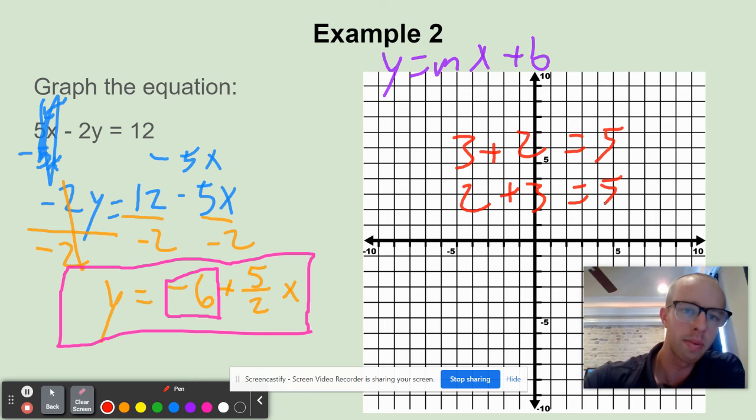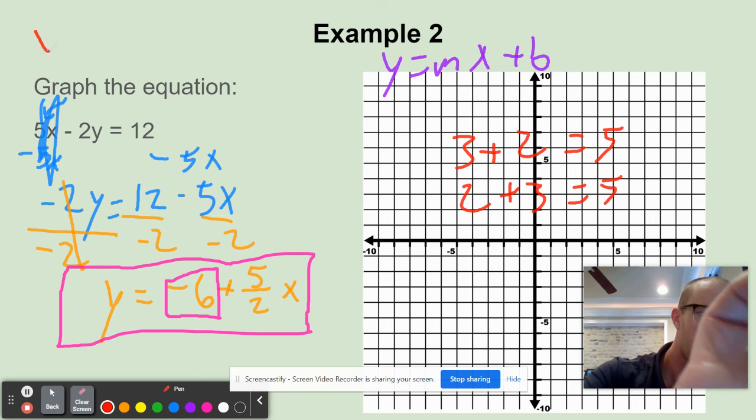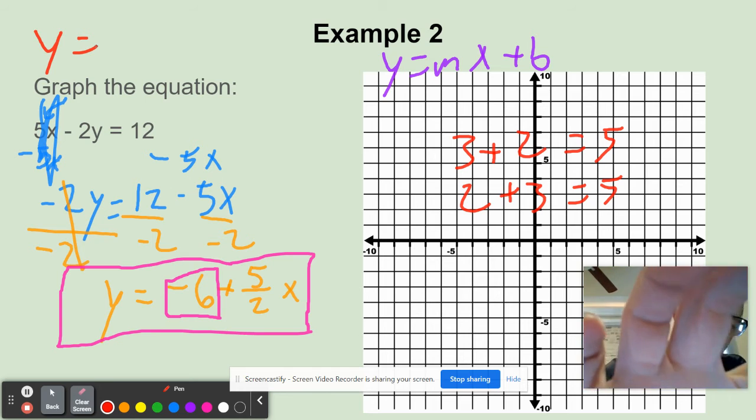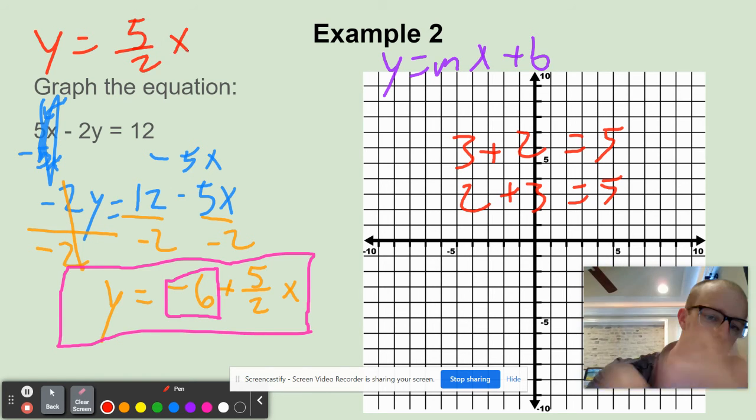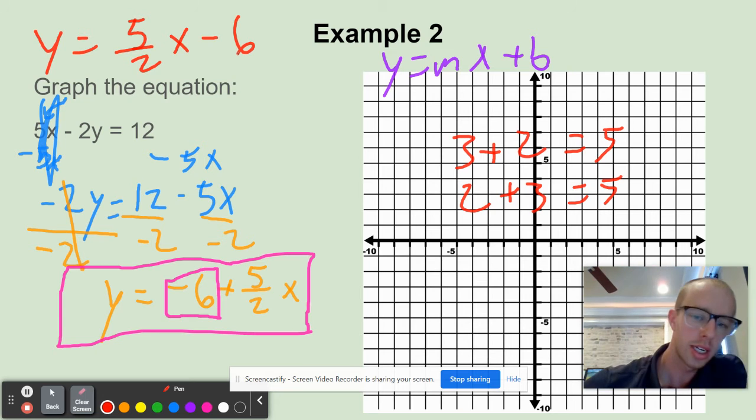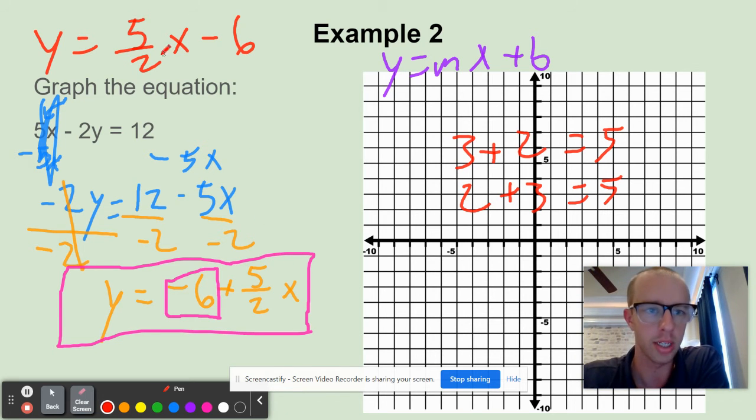So I could really rearrange this equation so that it's y equals 5 over 2x and a minus 6. I just switched the order. I still have a positive 5 over 2x and a negative 6, but I switched the order. But now it looks like something I can graph, right?